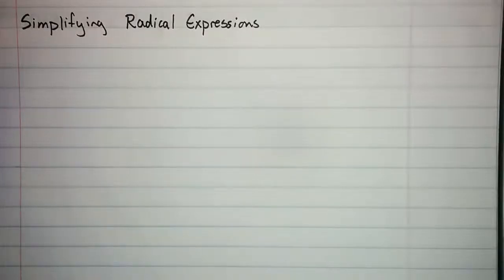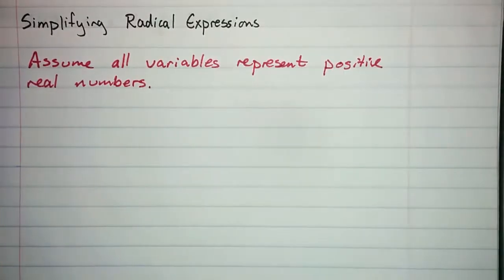Let's talk about simplifying radical expressions. Now, for the duration of this video, we are going to assume that all variables represent positive real numbers. We'll talk a little bit about negative numbers in a future video. But making this assumption simplifies the steps that we're going to do quite a bit. So we're going to make this assumption because it makes our life easier.